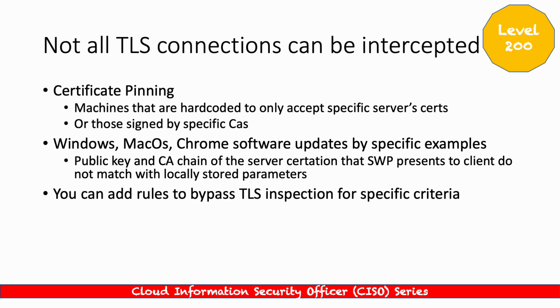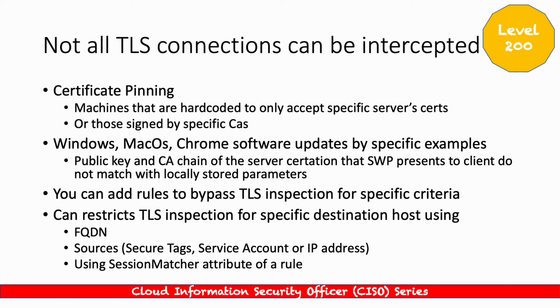Now, you can add rules to bypass TLS inspection for specific criteria, and that goes to one of the buckets I mentioned before. You can selectively choose which connections you don't want to inspect, and a good example would be situations where certificate pinning is taking place, or connections to Microsoft, Apple, or Google for those operating system updates.